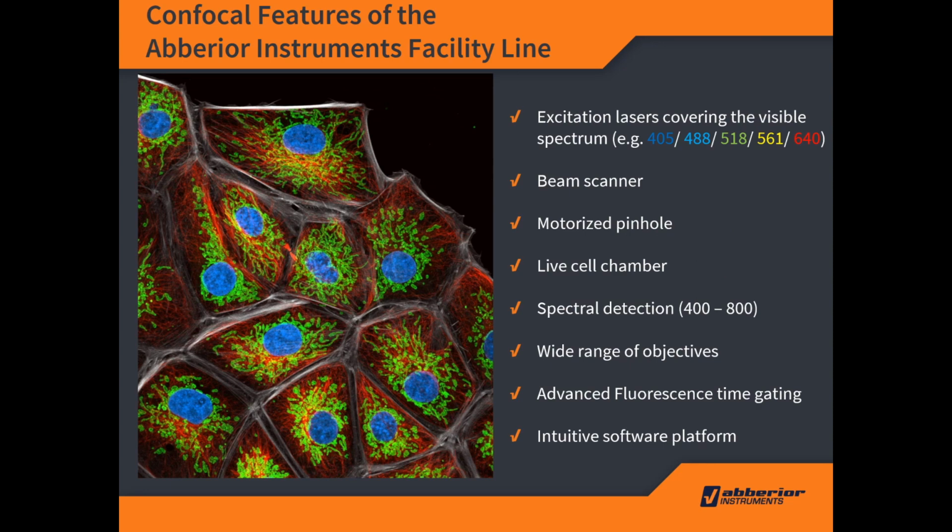In this case, we will use an abberior instrument facility line for this imaging session. Here we have different excitation lasers covering the visible spectrum from 405 to 640 nanometer, including an efficient beam scanner and a motorized pinhole as well as motorized mirrors. We also have a live cell chamber installed as well as a spectral detection with a range of usable objectives. This machine can also be upgraded to allow fluorescent time gating, all while being run by an intuitive software platform.